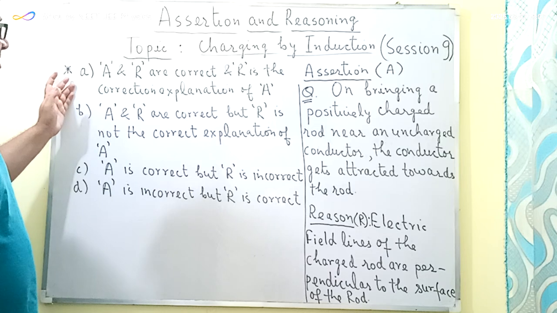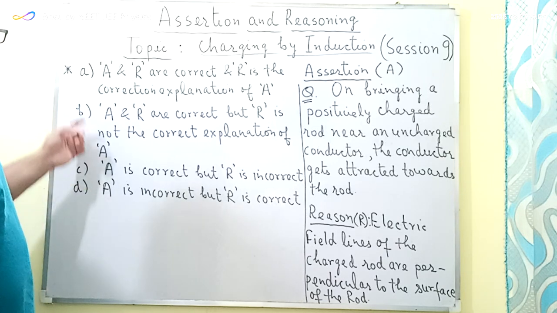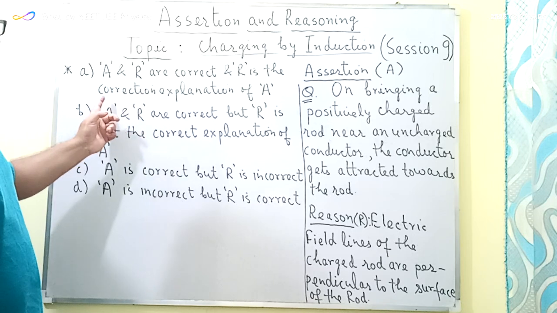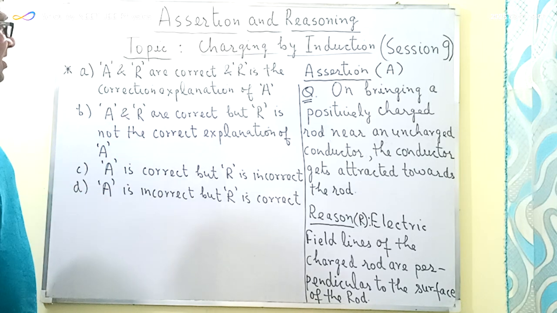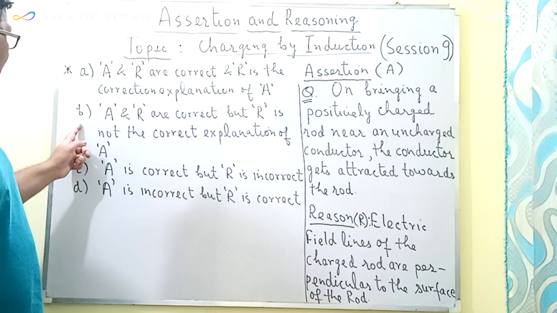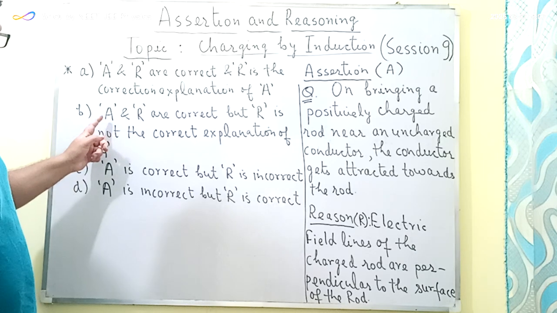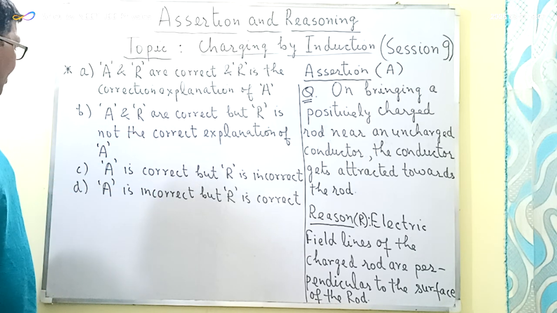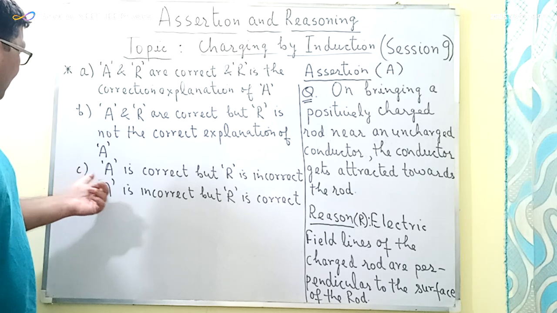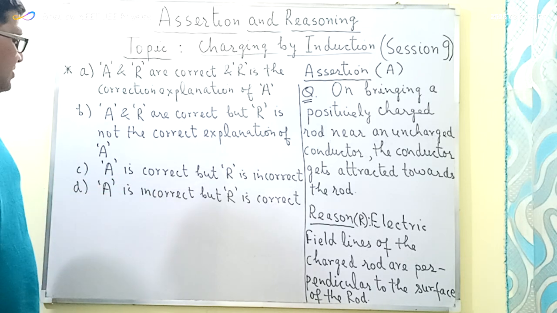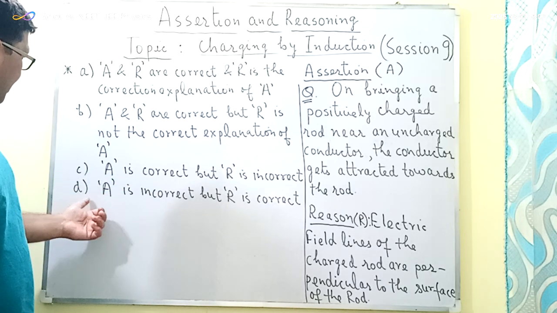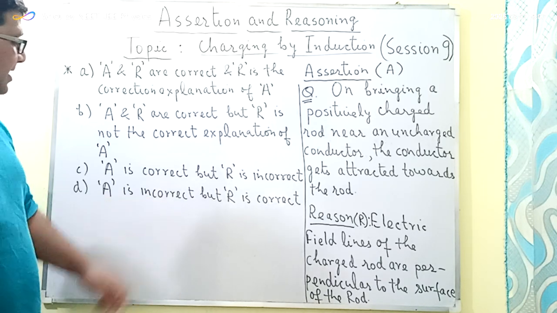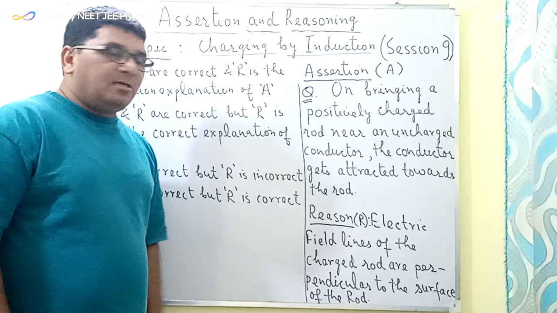So in this question there are four options. The first option is to be selected if the assertion and reasoning are correct and the reasoning is the correct explanation of assertion. And the B option is to be selected if assertion and reasoning are correct, but the reasoning is not the correct explanation of assertion. And C is that assertion is correct, but the reasoning is incorrect. And D option is to be selected when assertion is incorrect and the reasoning is correct.